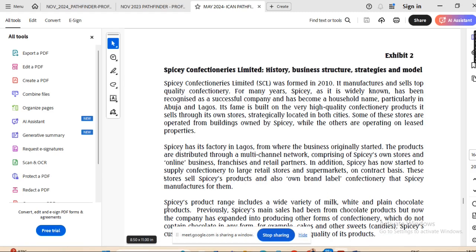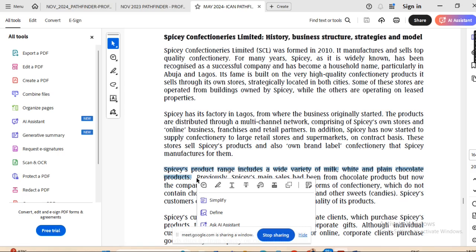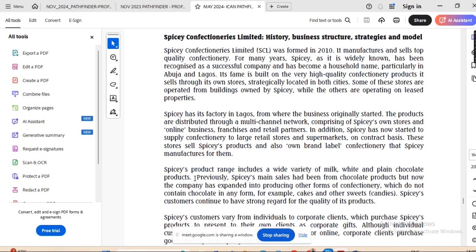Now, Spicy products include a wide variety of milk, white, and plain chocolate products. So this is their product range. Previously, Spicy main sales had been from chocolate. You can see they have more sales from chocolate. Class, don't forget that their product range is milk, white, and plain chocolate products.